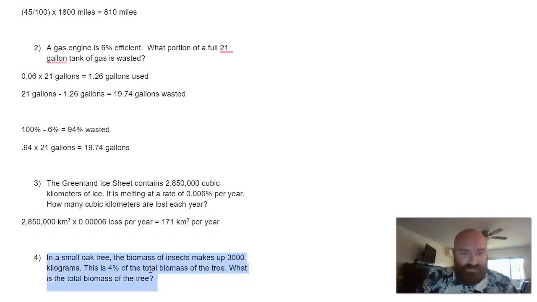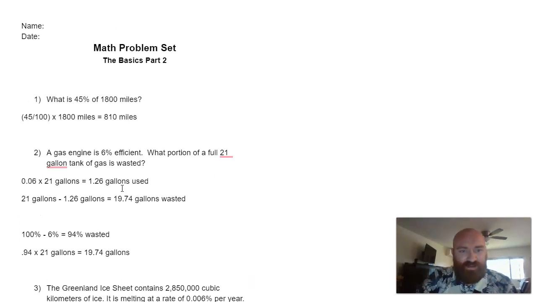This last one is using the same logic. So what we're applying here is using the understanding of proportion and percents to solve environmental mathematical problems.